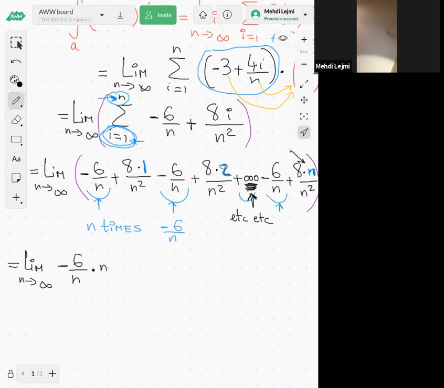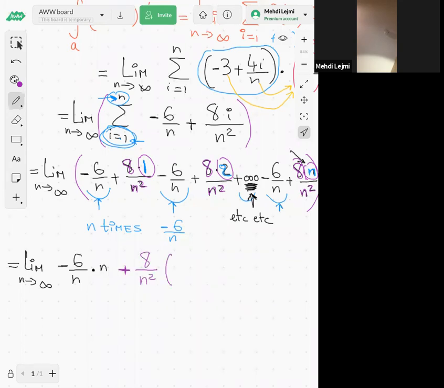Now, what about the rest? Here, the rest, guys, you see there's this 8 over n squared, which is like a common factor, right? So this is 8 over n squared times 1, 8 over n squared times 2, 8 over n squared times 3, 8 over n squared times 4, and then the last one would be 8 over n squared times n, right? So I'm going to factor out the 8 over n squared.